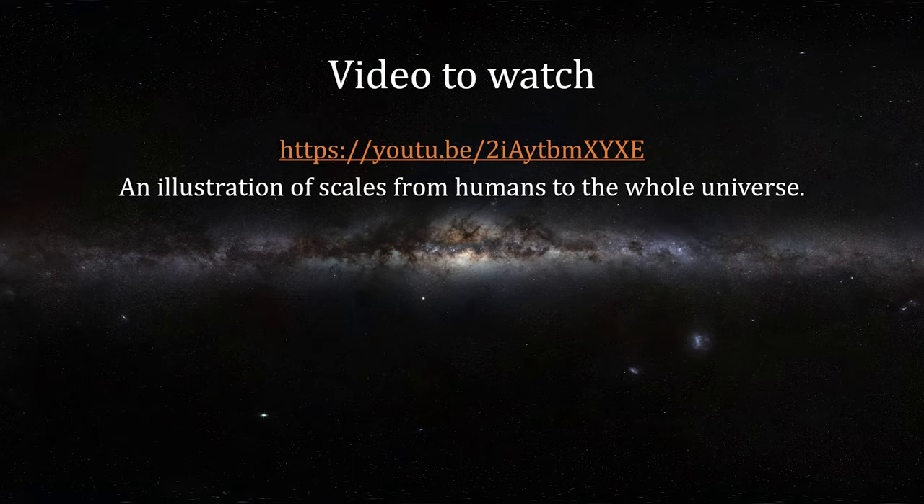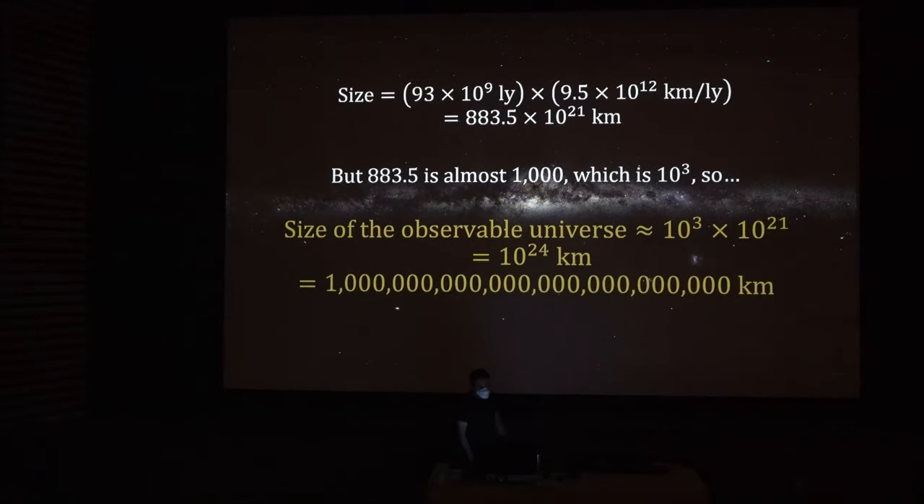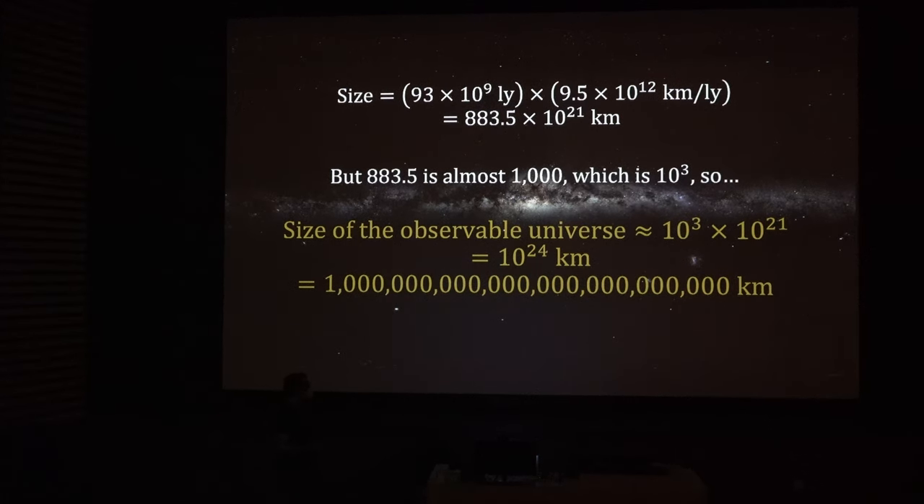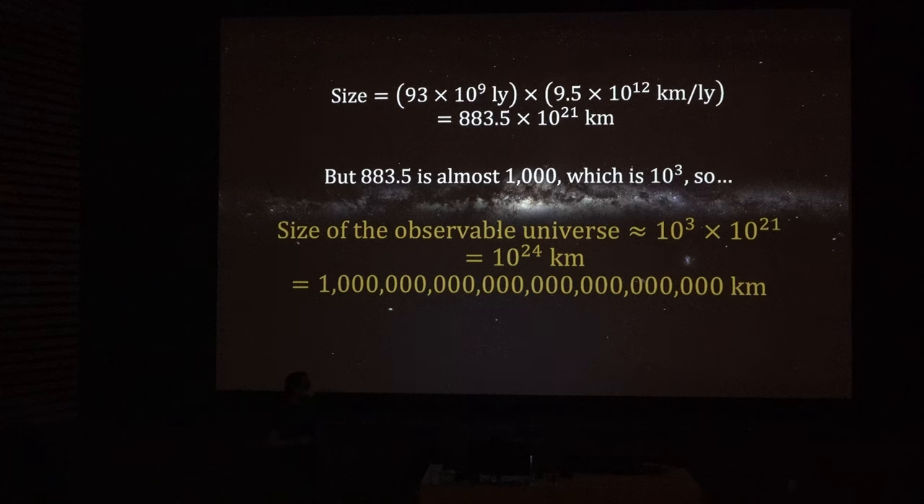Right, so one thing I should mention, he was talking about meters and I was talking about kilometers. So there is a bit of a discrepancy between the numbers. When I say here that the observable universe is 10 to the 24 kilometers, each kilometer is 1,000 meters. So that's 10 to the 27 meters, and that was the highest scale in the movie.